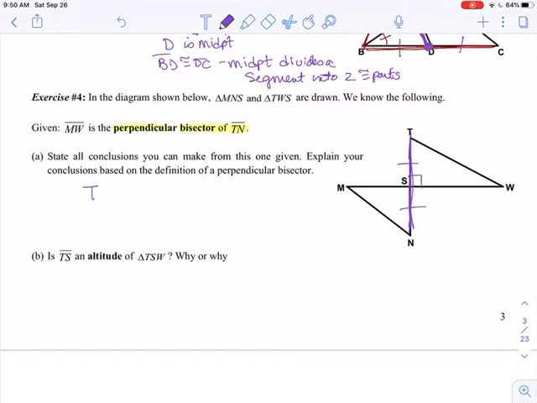So basically, since it's a bisector, you know that TS, that top half of the line, is congruent to SN, the bottom half. Okay, how do I know that? A bisector divides a segment into two congruent segments, just like the midpoint.